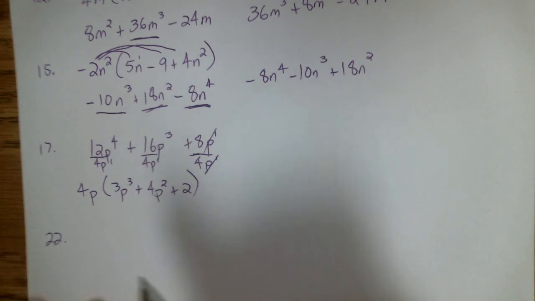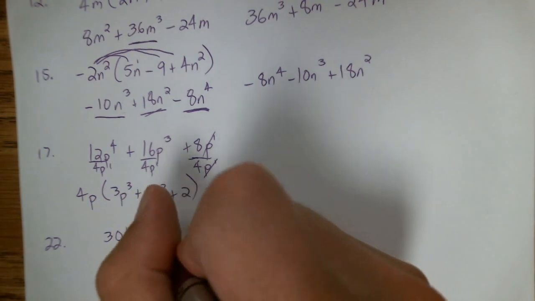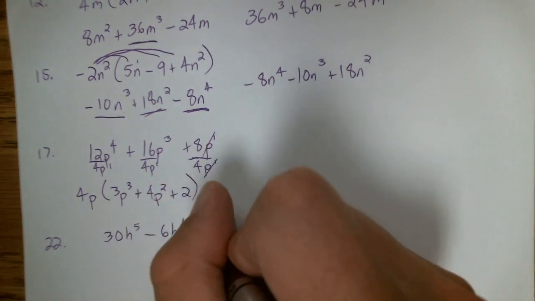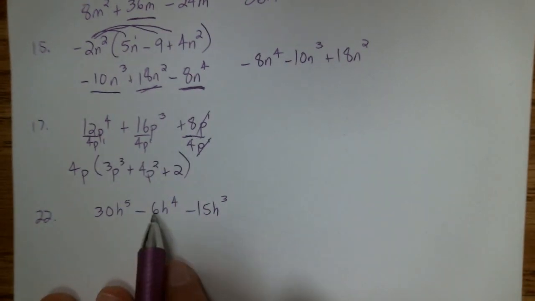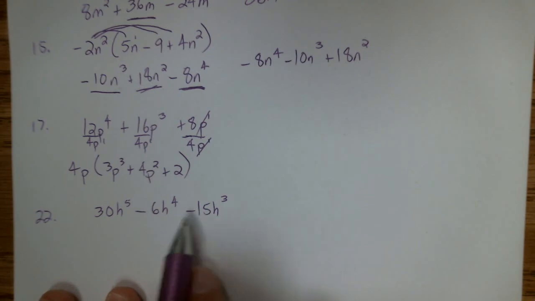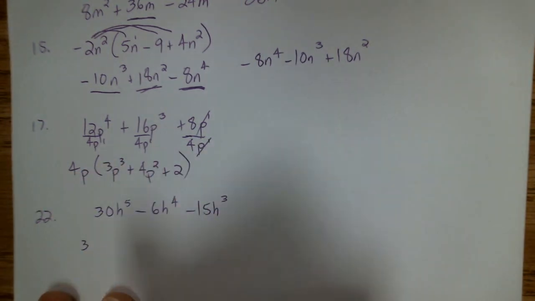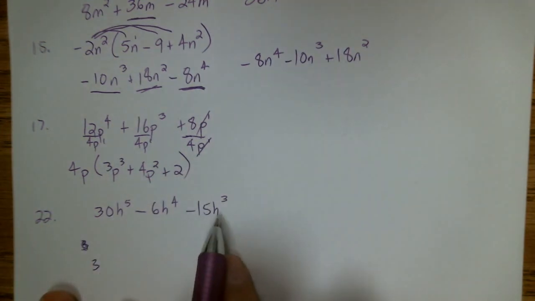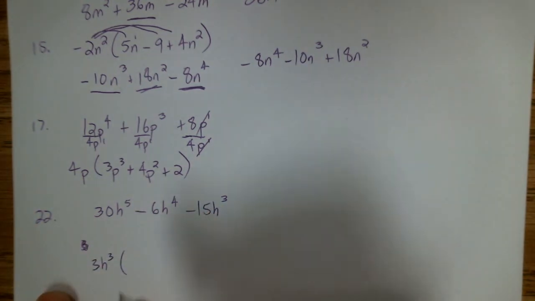Next one, we have number 22. We have 30h to the 5th minus 6h to the 4th minus 15h to the 3rd. GCF. Start with the lowest number. See if that works. Does 6 go into 15? No. So drop 6 down to its next lowest factor, which is 3. Yes, yes, yes. So 3 I can pull out. Let me write that a little lower. What else do they have in common? 5h's, 4h's, 3h's. The variable with the lowest exponent. All three of these have 3h's, so I can pull out an h cubed from all three of them. Open up a set of parentheses.